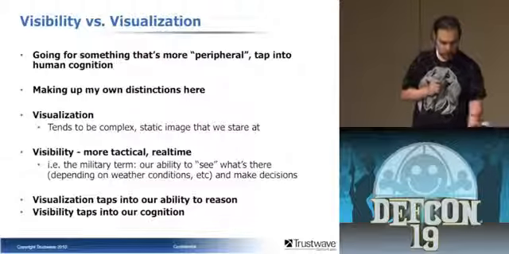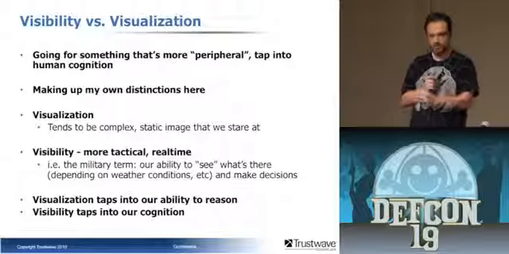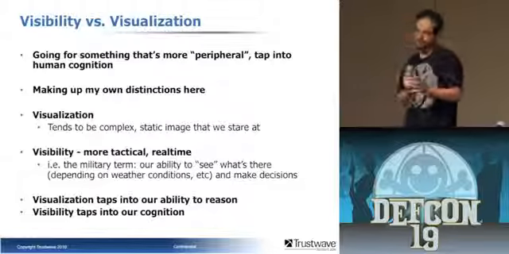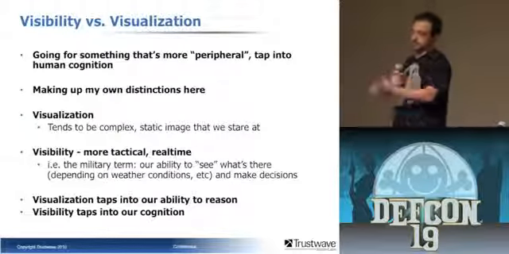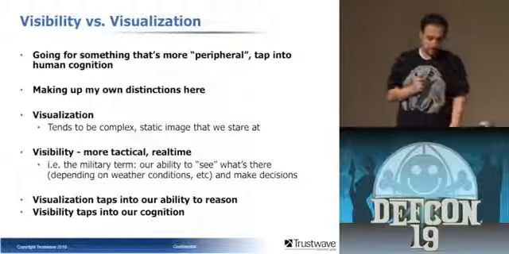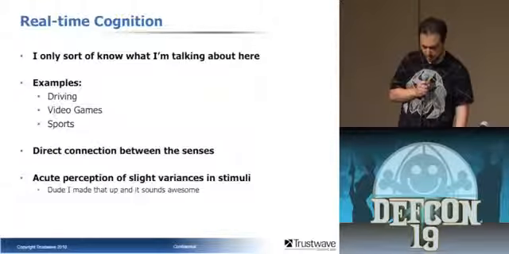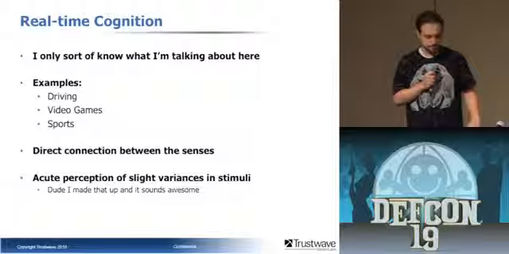So visualization taps into our ability to reason, right, to figure things out. It answers questions. Visibility is more like it taps into our cognition, okay, and maybe it causes us to ask questions.